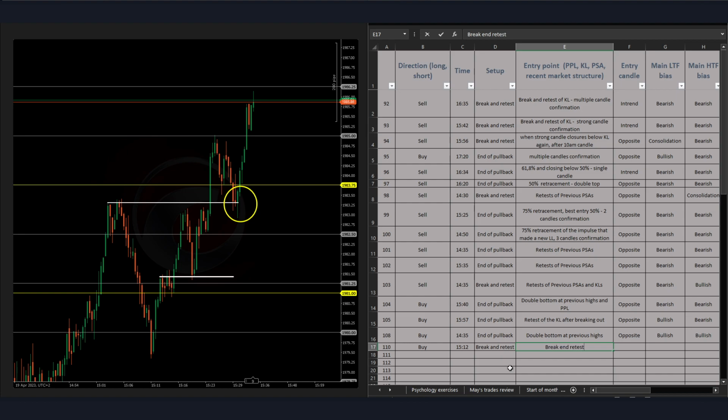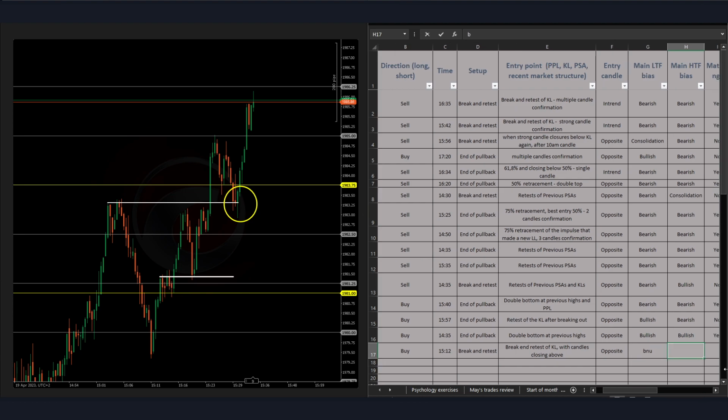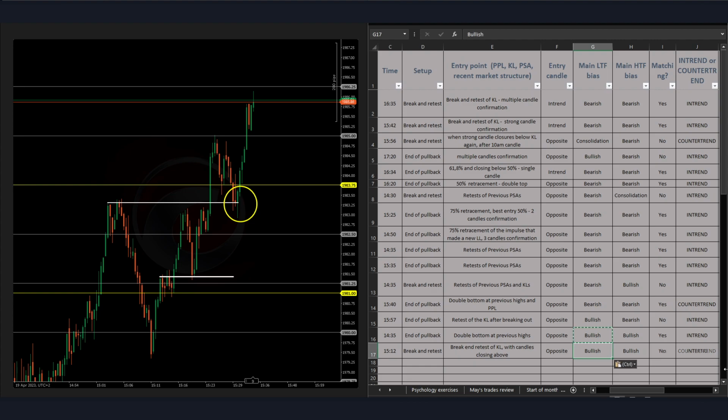And retest of key level with candles closing above, opposite, because the best entry would be at this bearish candle close, bullish, bullish. So if it is in trend, it's very good. We still don't have any confirmation of bearish movement because we don't have any new lower high being printed.